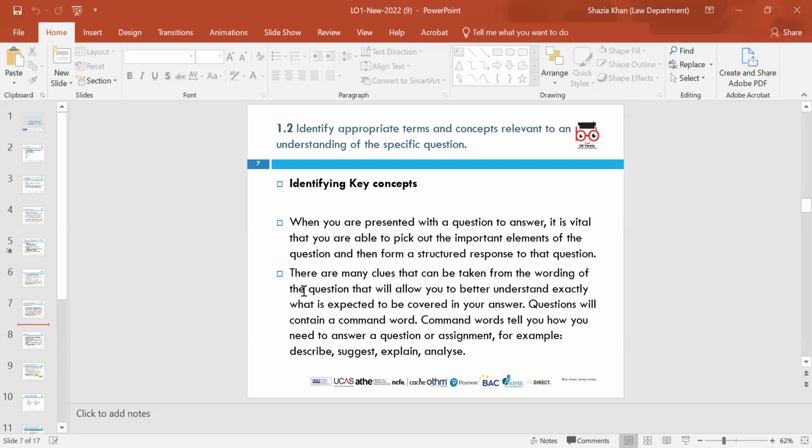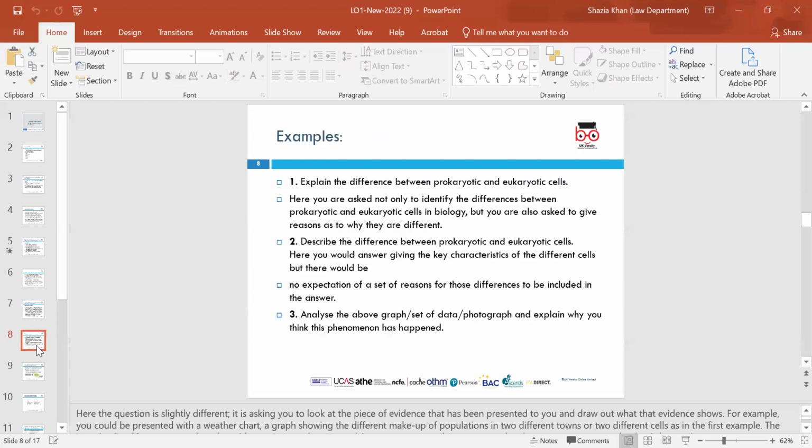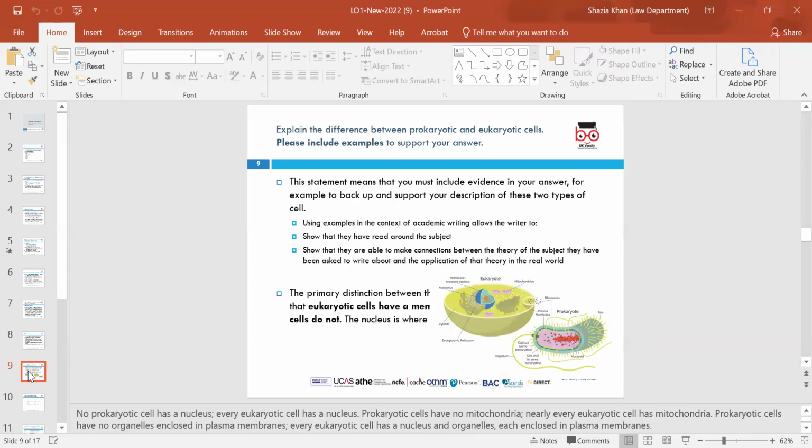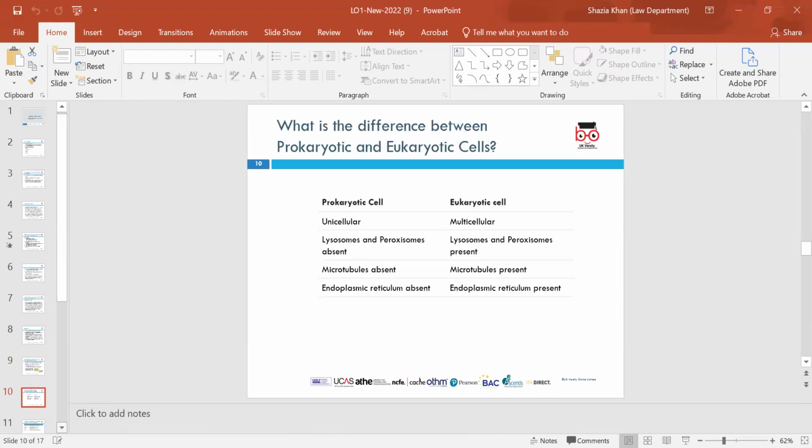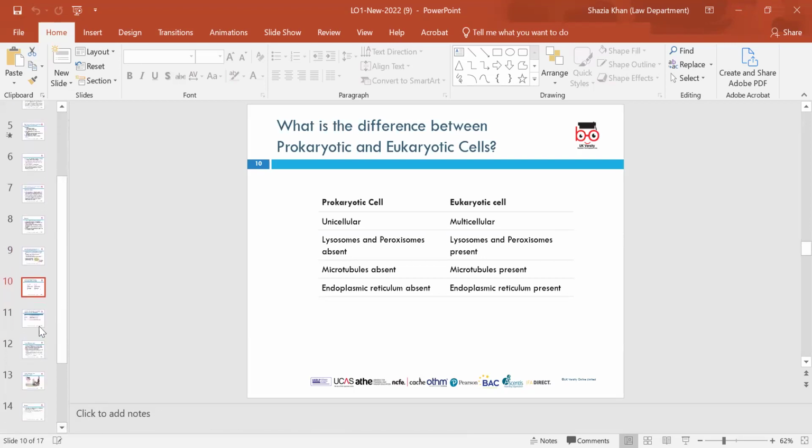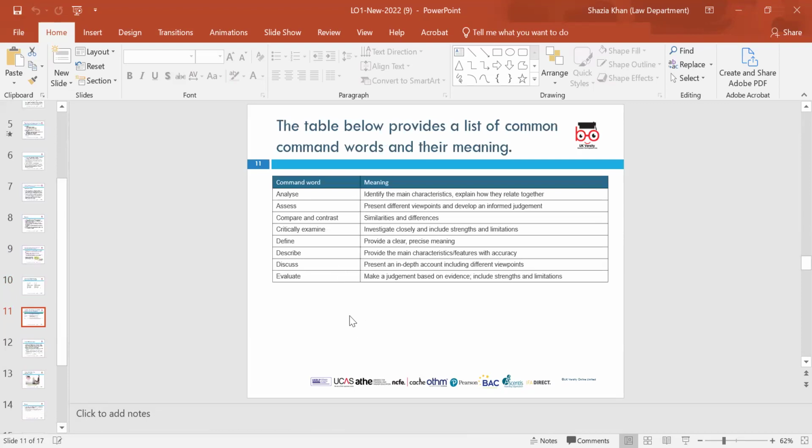So if something expects you to describe, suggest, explain, those are the command words, and they tell you what you need to do to produce an answer. So we looked at an example, which was: number 1, explain the difference between prokaryotic and eukaryotic cells. And then number 2, describe the difference. Each of these means something different. And number 3, analyze the difference. So we looked at an example question as well, and what the expectation of you in each question was to do.